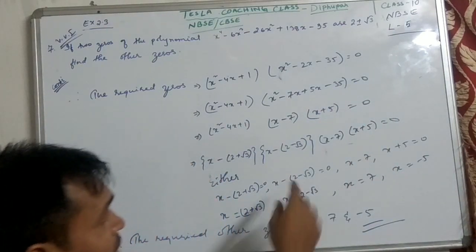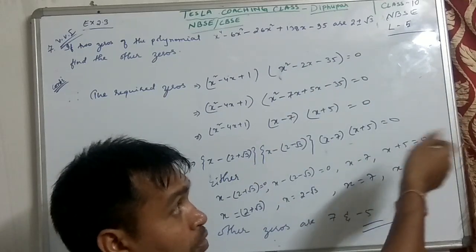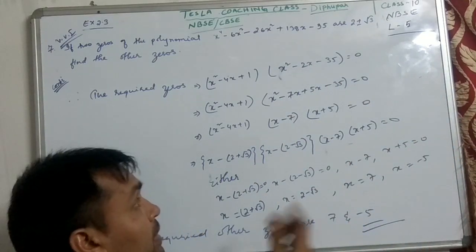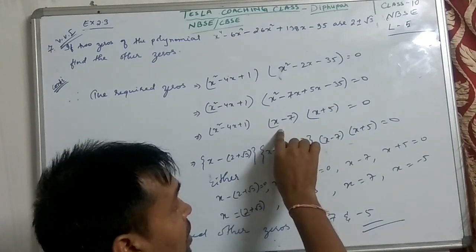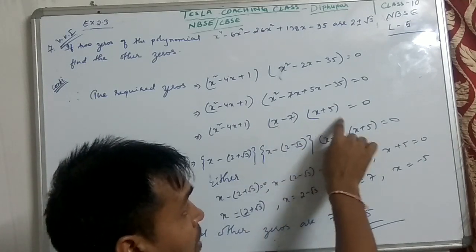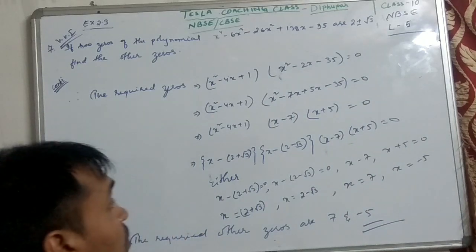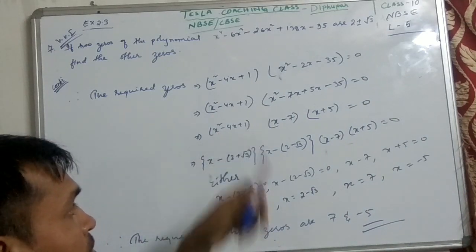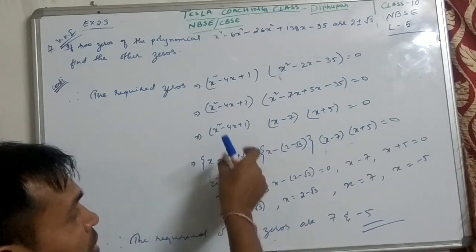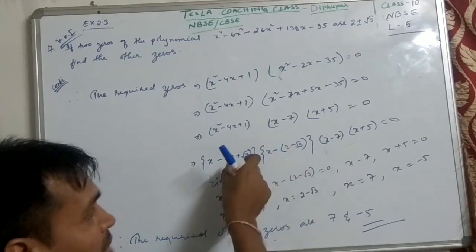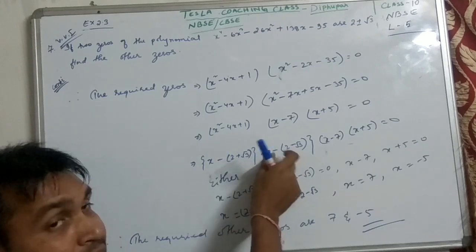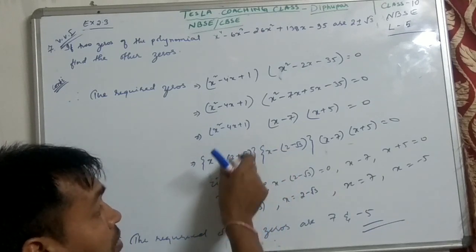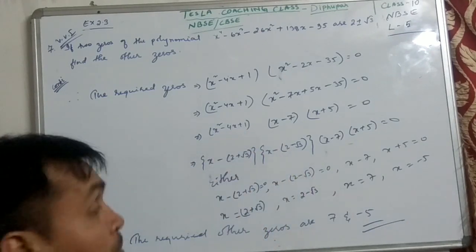Now we are factorizing it. I hope you have learned the factorization part properly in class 9, so I am not going to discuss much on it. Directly I am writing it: it comes to x minus 7 into x plus 5 equal to 0. Now this one, x square minus 4x plus 1, if you remember, we got it by multiplying these two factors. So we have directly written it instead of factorizing it, because this part we got by multiplying these two in the beginning.